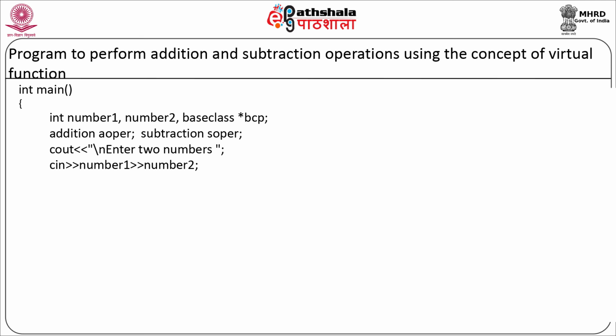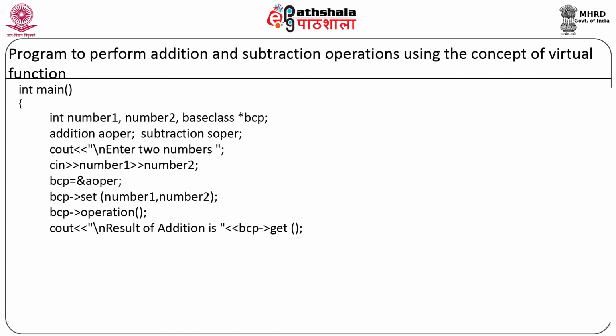Now our base class pointer will point to an addition class object. So it will be bcp = &aopr, that is the addition object. Now we will call the set member function as bcp->set(number1, number2). So our n1 will be number1, n2 will be number2. Now we will call bcp->operation(). We will display the message as cout result of addition is bcp->get().